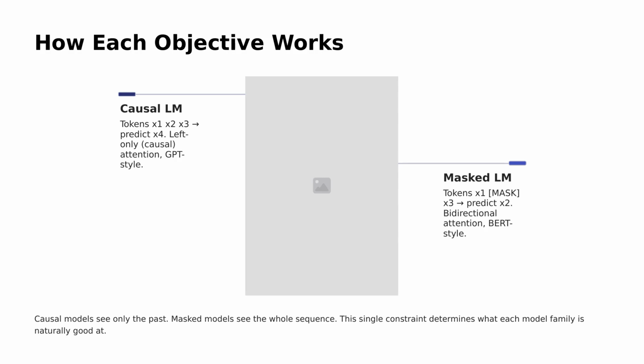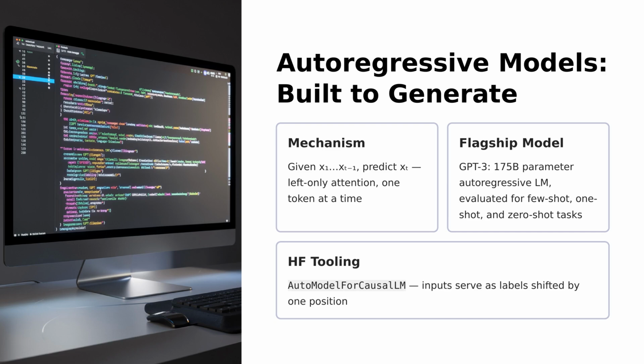Here's the key difference in how the two objectives work. In a causal language model, the model reads tokens in order and uses only the previous ones to predict the next token, which is the GPT-style setup. In a masked language model, one token is hidden, and the model uses both left and right context to fill it in, which is the BERT-style setup. That attention constraint largely determines what each model does best.